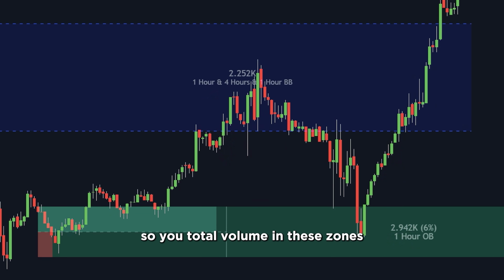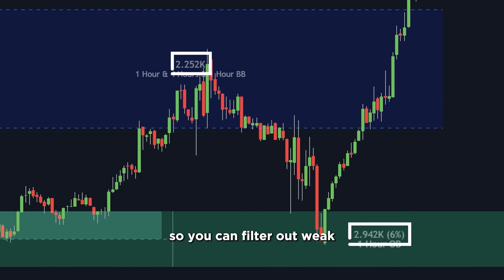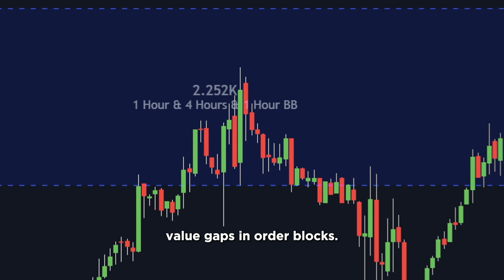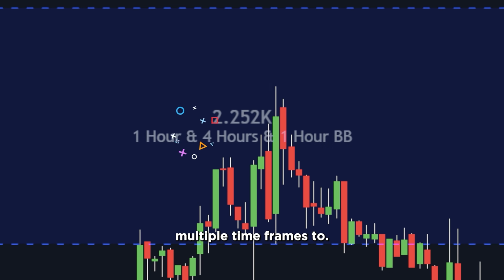reversals. The order blocks show you total volume in these zones, so you can filter out weak and strong points of interest in the market. Just like the fair value gaps and order blocks, our breaker blocks work on multiple time frames too.